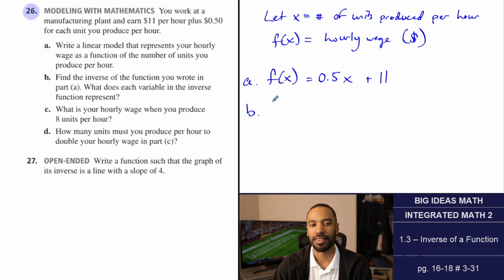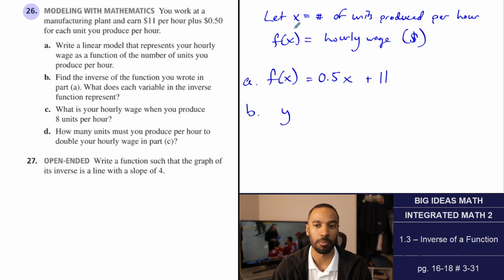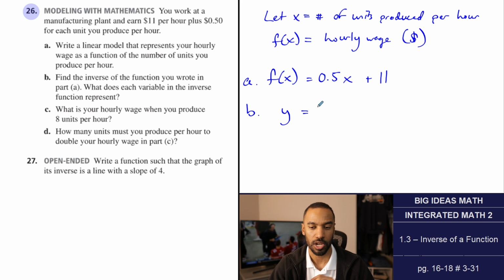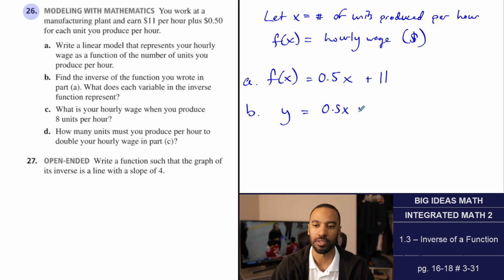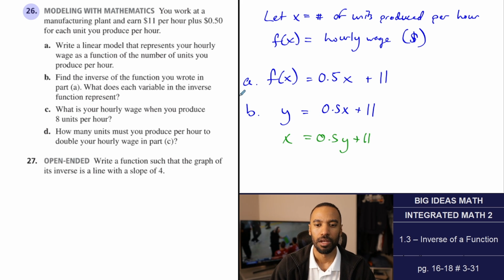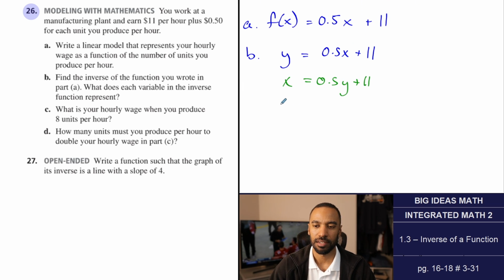Part B, find the inverse of the function you wrote. What does each variable in the inverse function represent? So it's good that I define the variables here, because then we can go ahead and do this. I'll turn f of x into y. Those are interchangeable. That's fine. But if we're going to take that inverse, let's swap the x and the y. Okay, and then let's solve that.